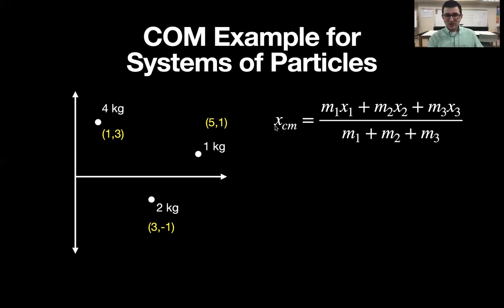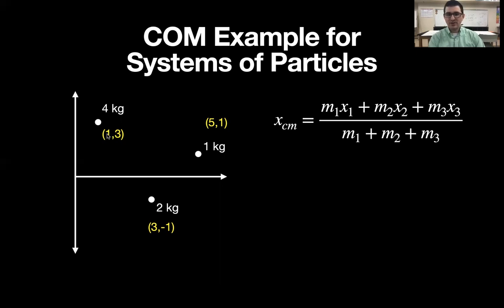So to find the x coordinate of the center of mass, what we're going to do is take the mass weighted average of all the x positions. So all this is doing is taking the x position of my first point and multiplying by the mass of my first point, and then the same thing for the second point and the third point. So then we're going to divide by the total amount of mass to find the mass weighted average of all the positions.